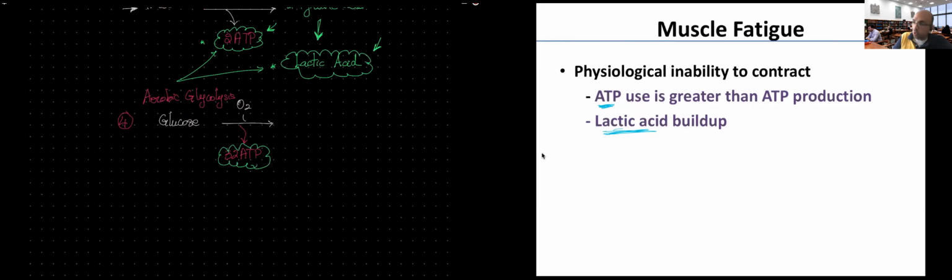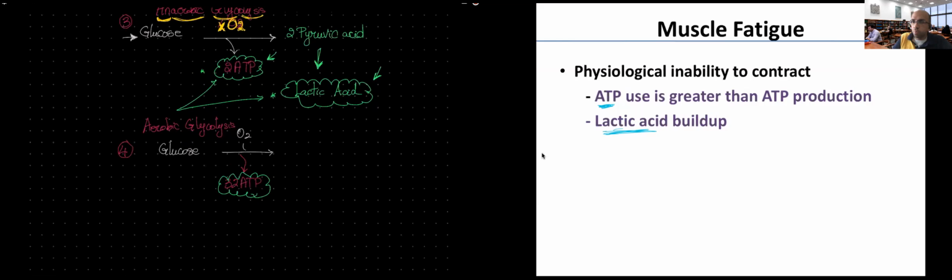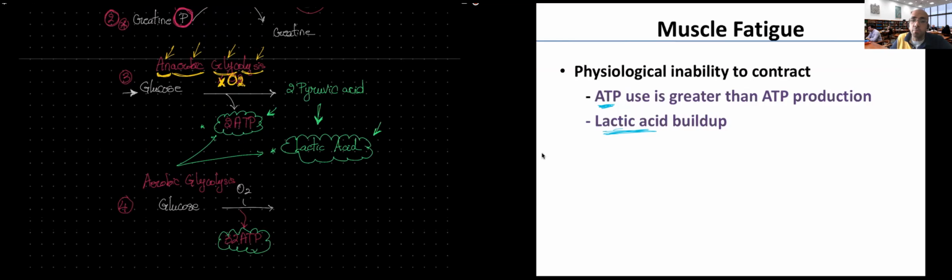If you break down the glucose in the presence of oxygen, you're producing 32 to 36 ATPs compared to the glucose breakdown without oxygen, where you're producing only 2 ATP. So that is at least 16 times the amount of energy that you're going to be yielding from a glucose if you decided to break down the glucose in the presence of oxygen.